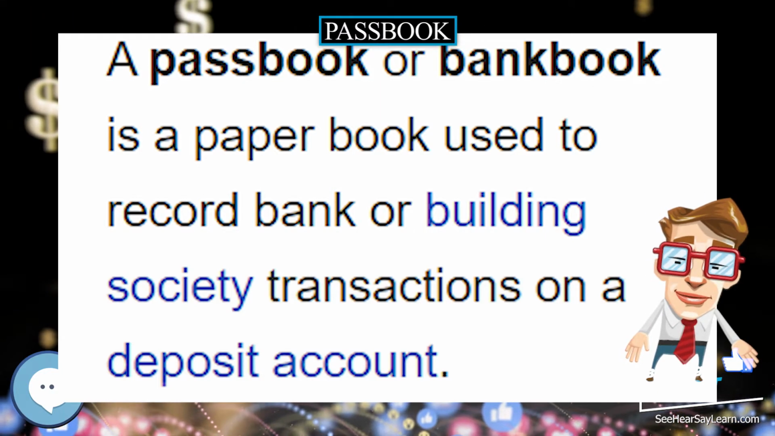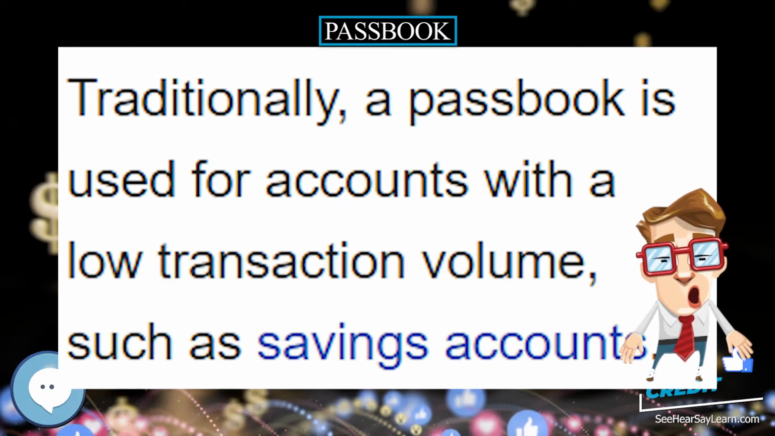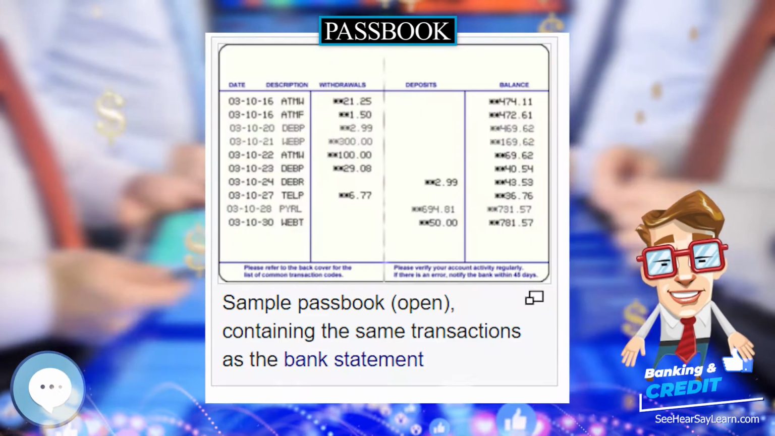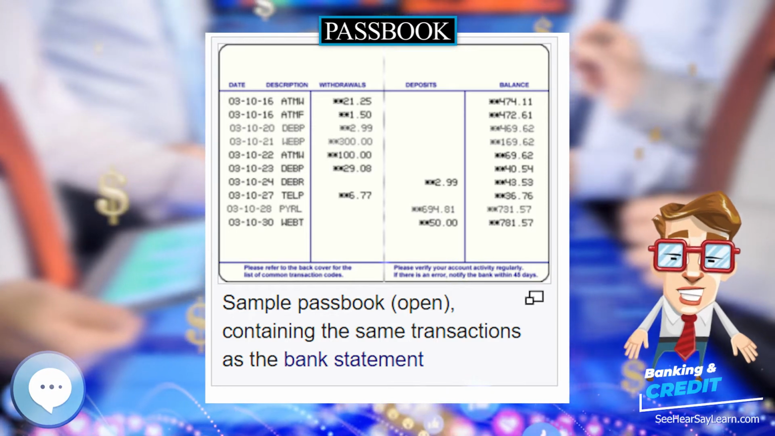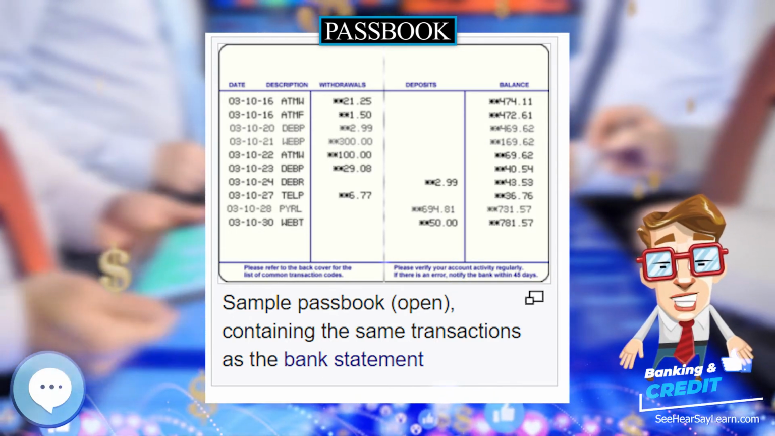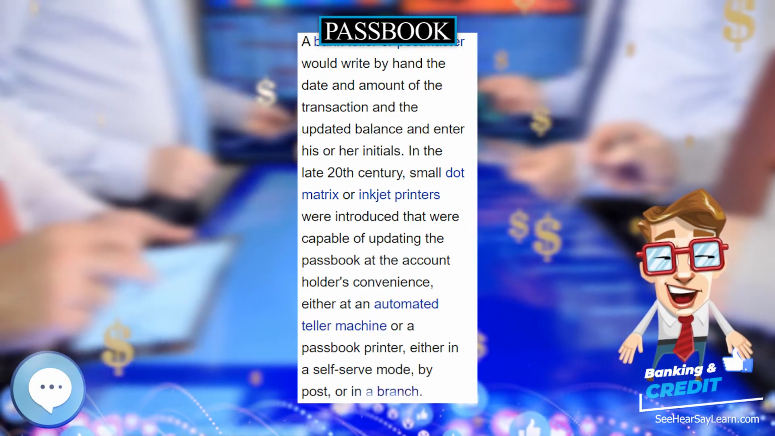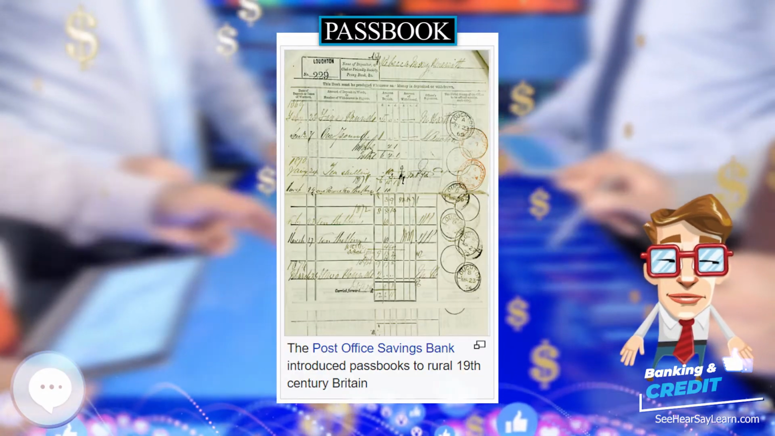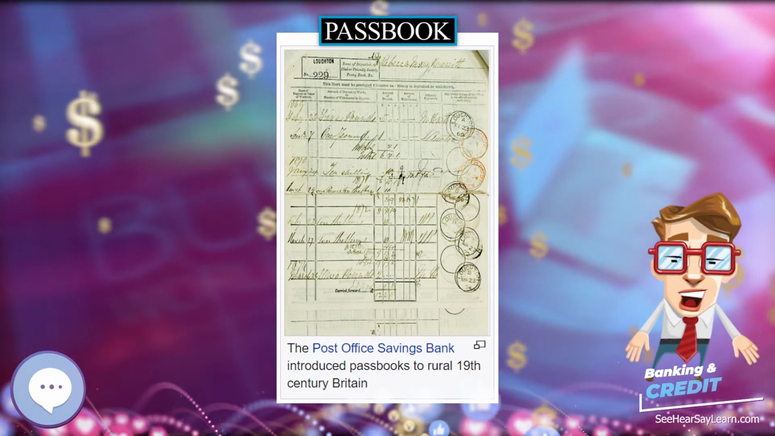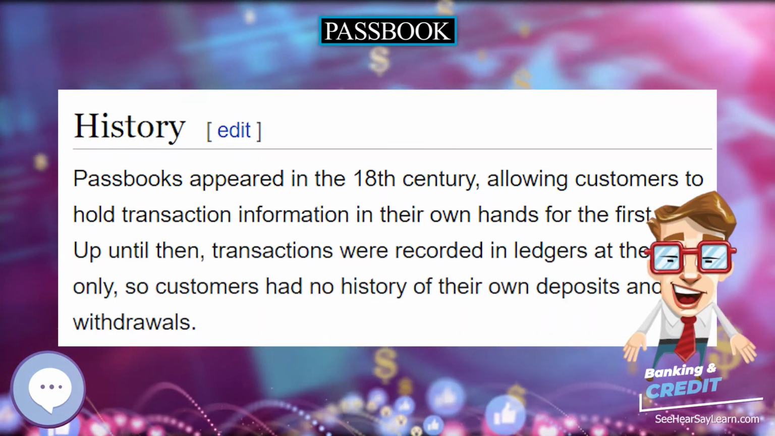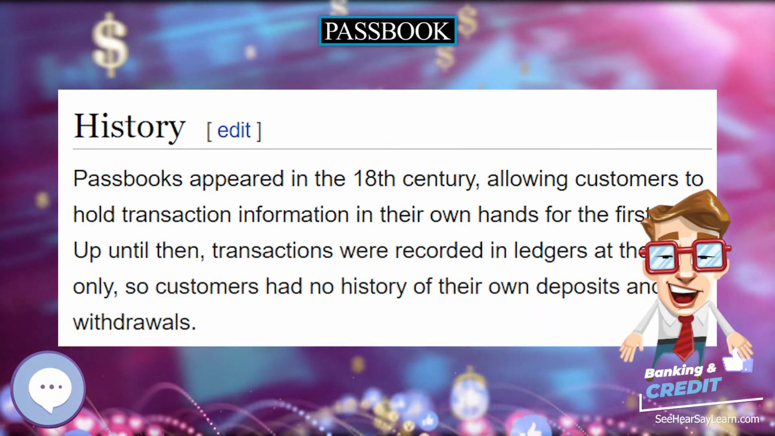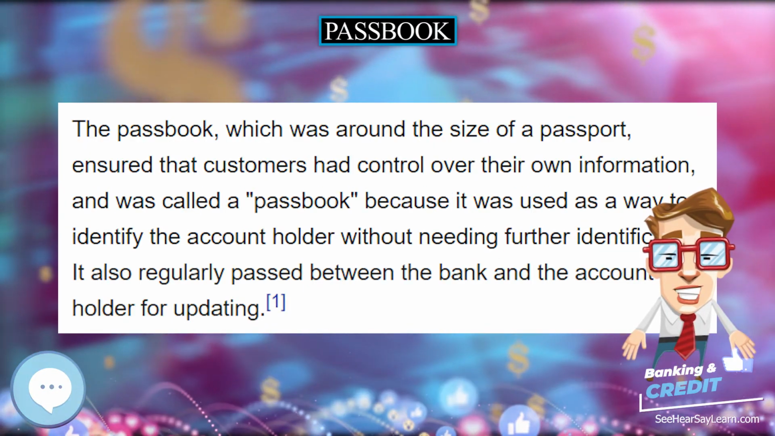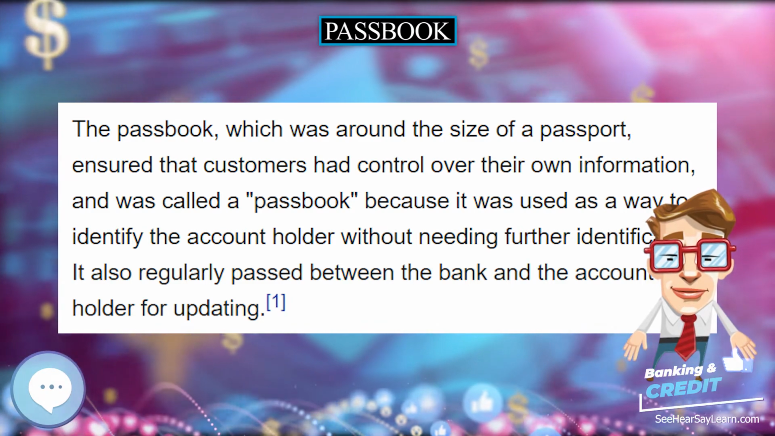History. Passbooks appeared in the 18th century, allowing customers to hold transaction information in their own hands for the first time. Up until then, transactions were recorded in ledgers at the bank only, so customers had no history of their own deposits and withdrawals. The passbook, which was around the size of a passport, ensured that customers have control over their own information, and was called a passbook because it was used as a way to identify the account holder without needing further identification. It also regularly passed between the bank and the account holder for updating.